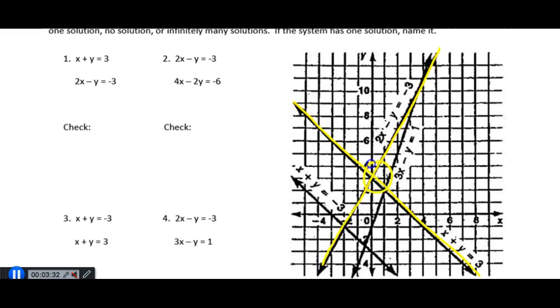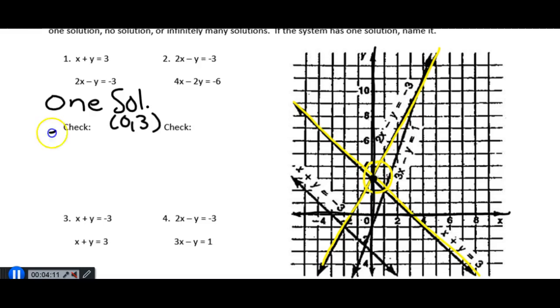Now I can see that they do intersect. So they have one solution. But then I have to look and see what is that solution. And looking at that, hard to tell on this graph where our x-axis is, but it's down here. Our x-axis is down here. And then our y-axis is right here. So if I'm looking at that point, it's at 0, 3. So that is what I believe my solution to be, 0, 3. So when you have one solution, you do have to tell me what it is.